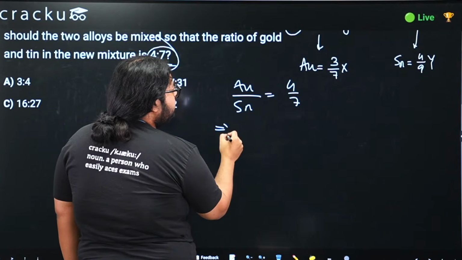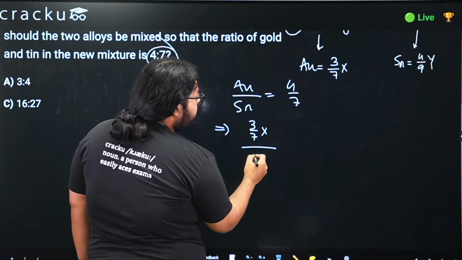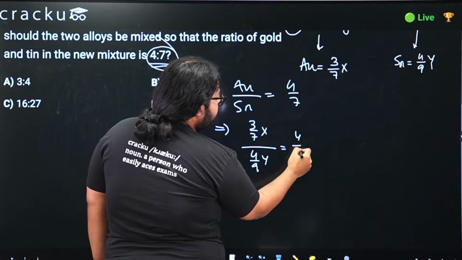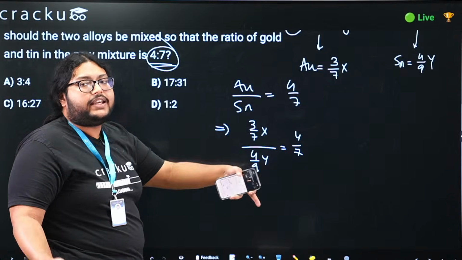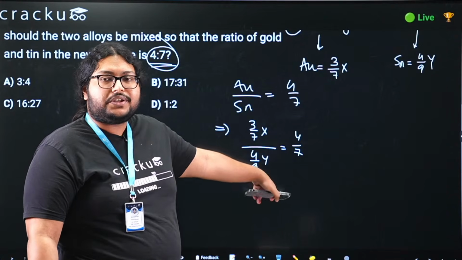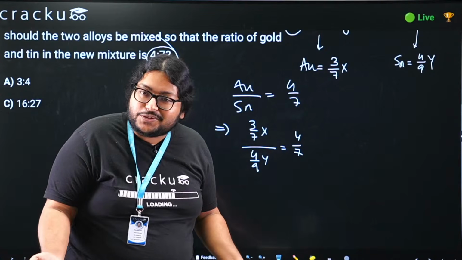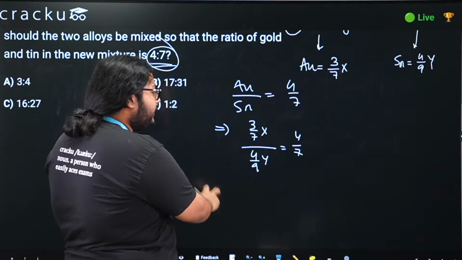Amount of gold is 3/7x. Amount of silver is 4/9y. This is equal to 4/7. Now, obviously, looking at it, you will think x या y का value तो नहीं निकाल पाएंगे. One equation, two variables. The thing is, we don't even need to. We need to find the ratio. X:y का ratio क्या होगा? मतलब x by y क्या होगा? That is what we need to find out here.